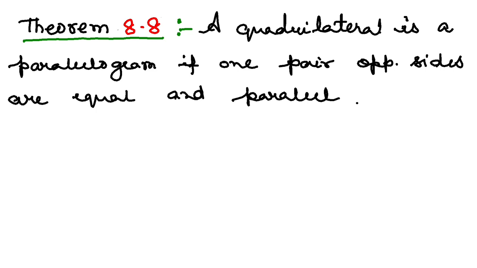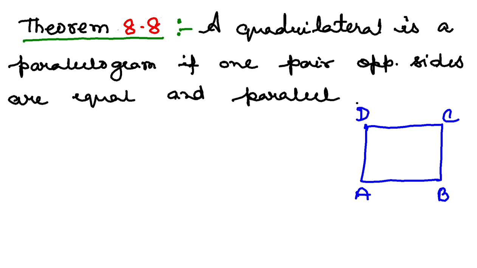Now this is very interesting. Till now what we have learned, a quadrilateral is a parallelogram if both pairs of opposite sides are parallel. Alright, so let's say this is a quadrilateral ABCD. If AB is parallel to CD and AD is parallel to BC, then we can say ABCD is a parallelogram.